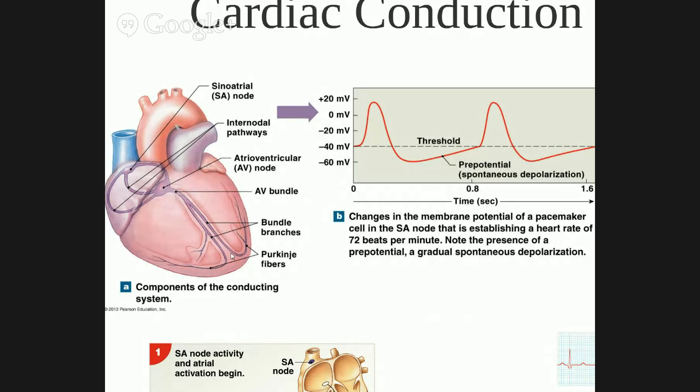But these pictures are a little bit misleading. It looks like there's just this one bundle branch going up one side and one bundle branch going up the other side, but really they kind of radiate through all of the left and right ventricular walls.